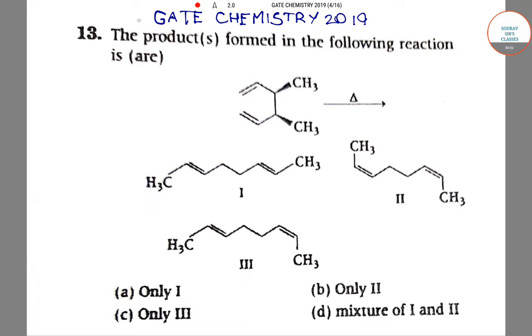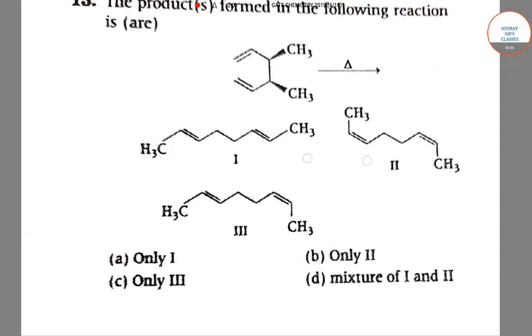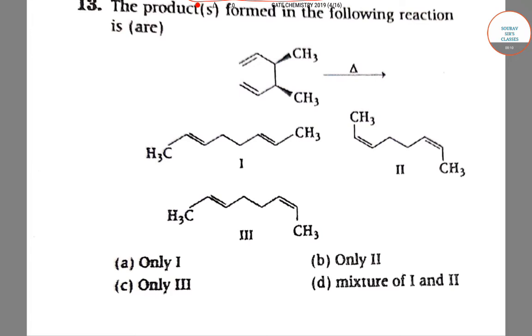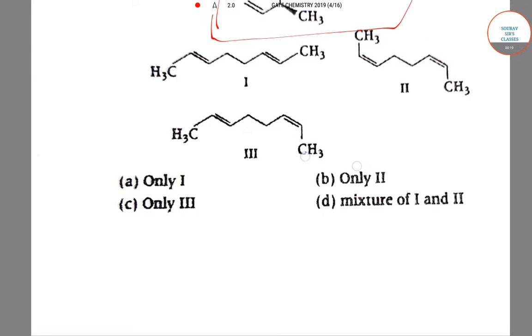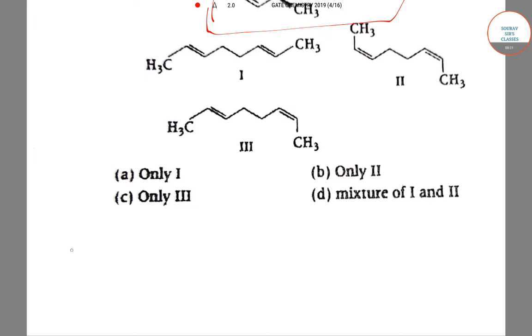Today we are going to solve a question of GATE Chemistry 2019. The question given to us says, what are the products formed in this following reaction. Now, if you want to know how this reaction is taking place, let us first write it down.